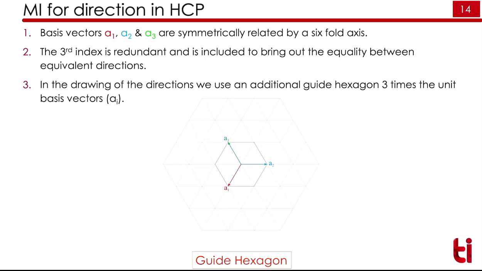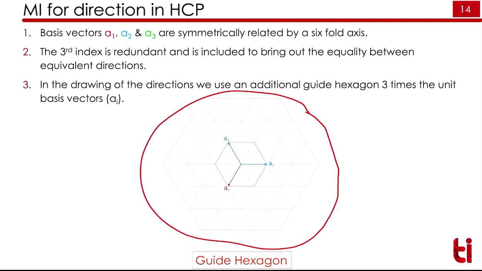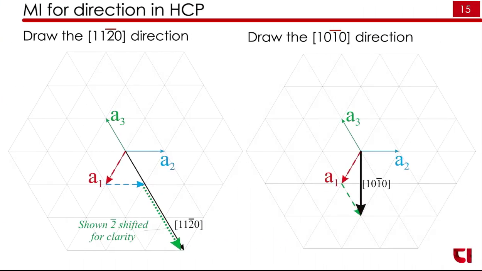The procedure for finding the direction is a little bit different in the hexagonal system. We use here 3 indices A1, A2, A3 as shown in the guide hexagon. This is called the guide hexagon. Here also the third index is redundant, and you can find it using the given 2 indices. So we have 2 examples here.